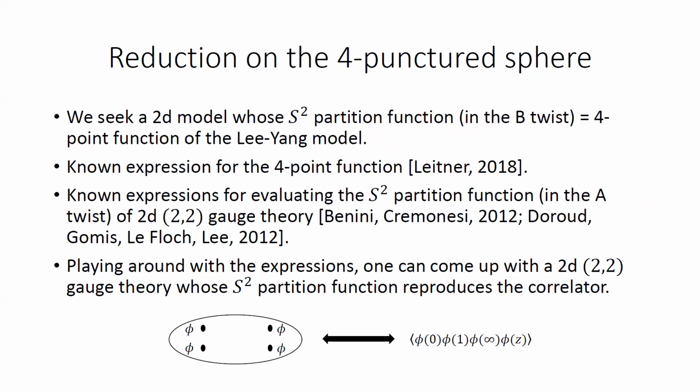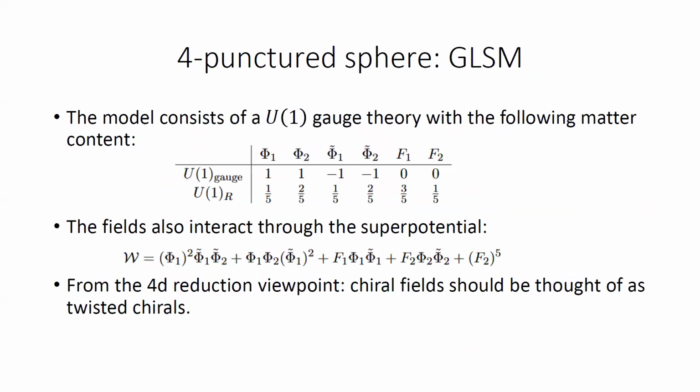This in particular means that the 2D theories I'm going to write down are not the actual theory from the reduction, but rather they are mirror symmetric to them. So to get the theory, you're going to have to replace the chirals with twisted chirals. All right. With that out of the way, the (2,2) gauge theory turned out to be this relatively simple theory.